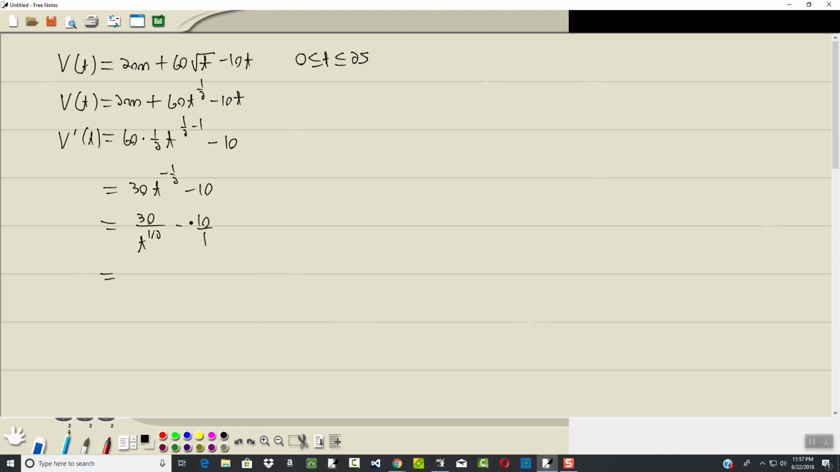We want to get a common denominator, which would be t to the 1/2. So I'll multiply top and bottom of my second fraction by t to the 1/2. So I got 30 over t to the 1/2 minus 10 t to the 1/2 over t to the 1/2. So merge together the top parts.